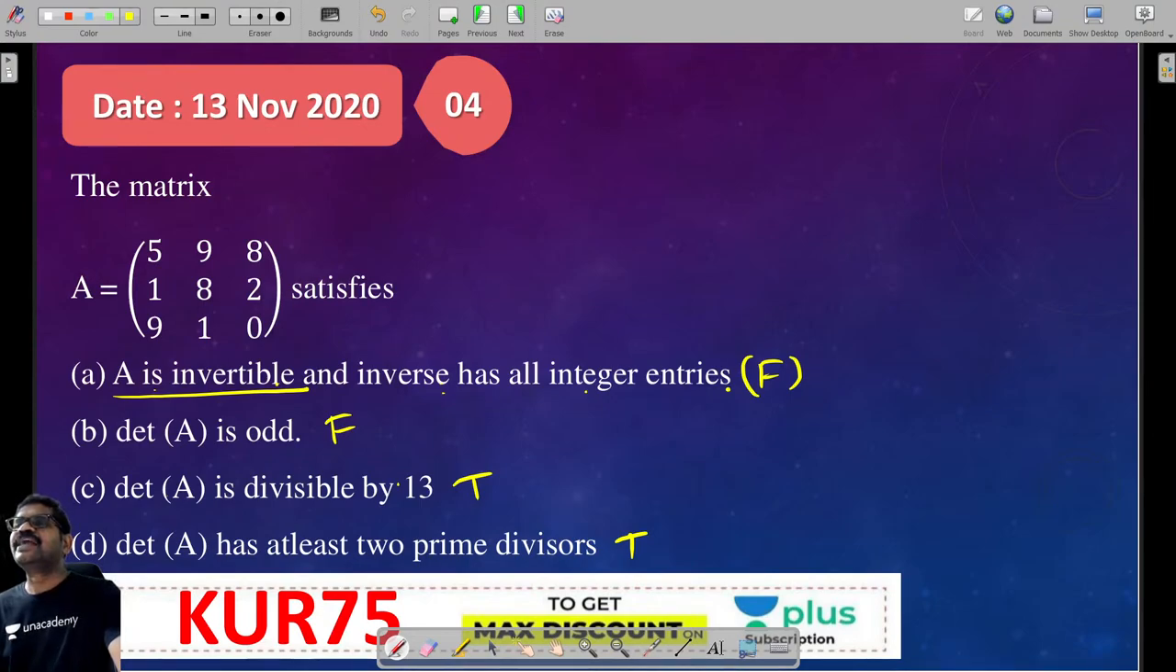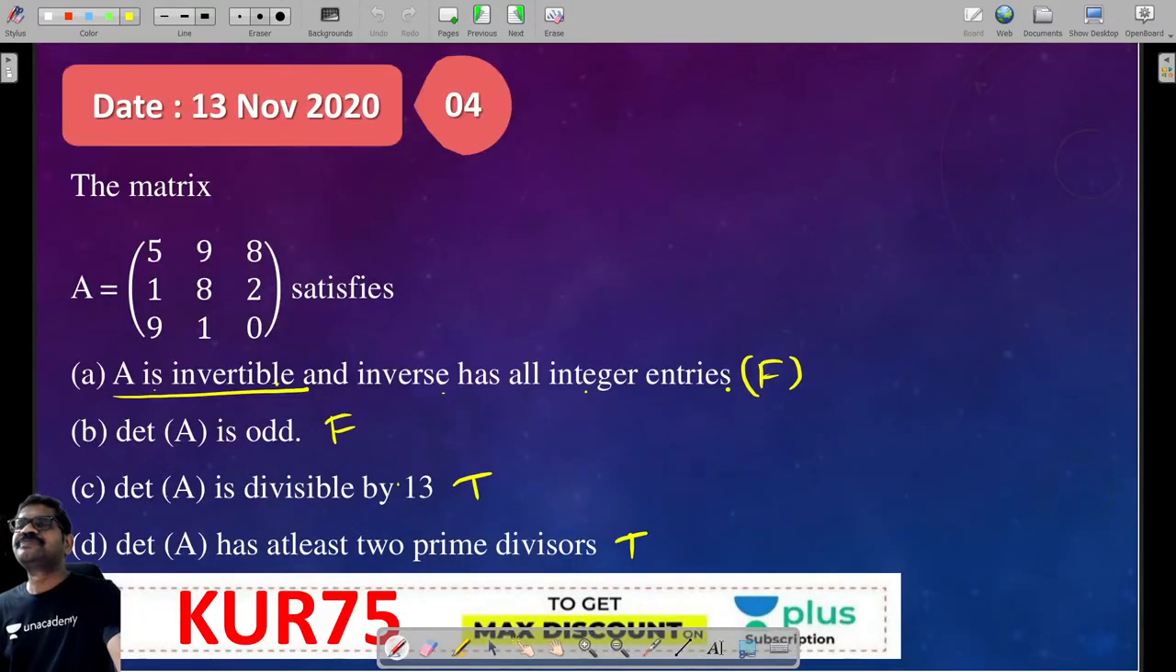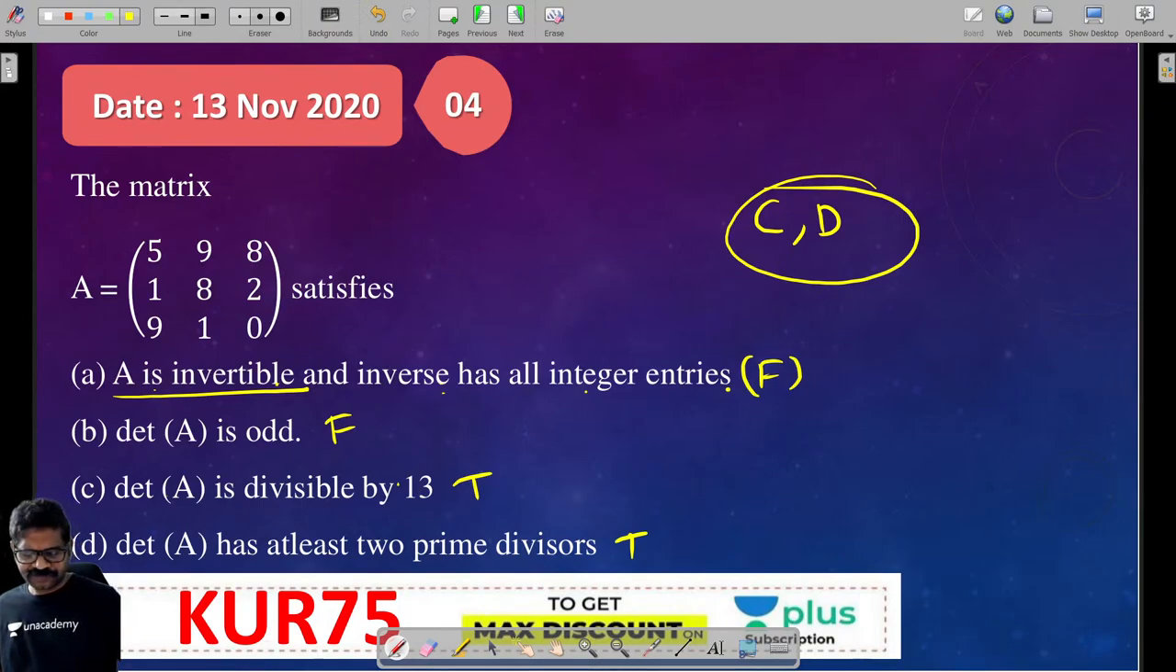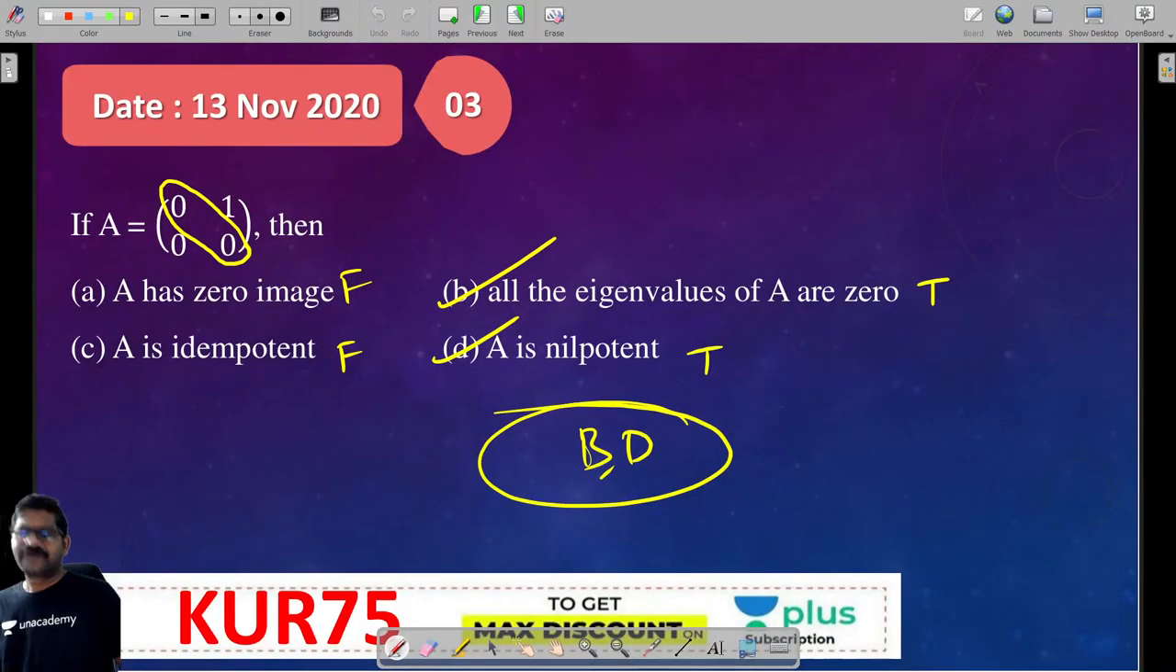The reason is, you found that det A is minus 416. If you calculate the inverse, definitely it is invertible, but all entries are not integer entries. Only the third option and fourth option are correct in this problem. Yogesh, it is a matrix. When you take the image of the matrix by rotation, it has zero images, not possible here. There is a non-zero entry 1 here, so zero image is not possible.